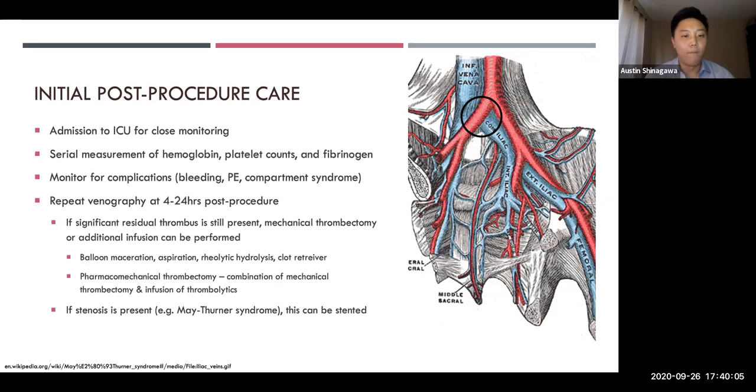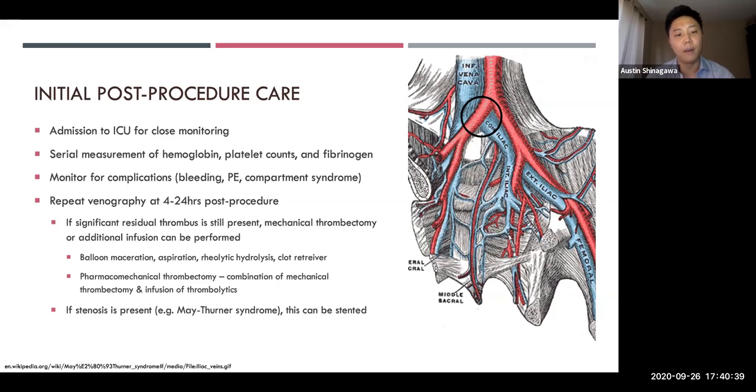Repeat venography at 4 to 24 hours post-procedure. And then if you find significant residual thrombus is present, you can perform mechanical thrombectomy or additional infusion. Some options for mechanical thrombectomy include maceration with balloon catheter, aspiration, rheolytic hydrolysis, which I recommend you look up on your own time. It's a very interesting way of mechanical thrombectomy. And then you can also do something like a clot retriever with something like the Inari device.